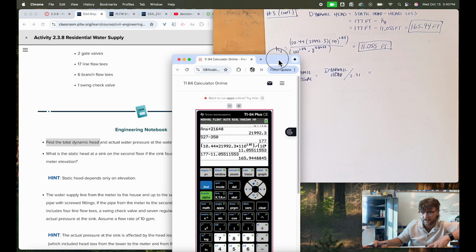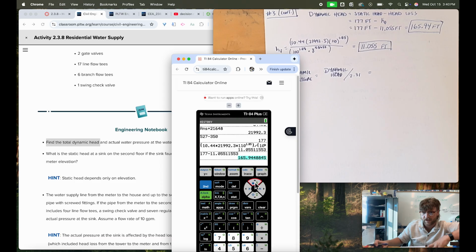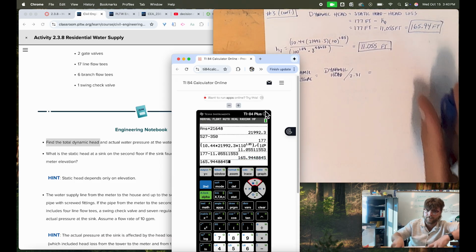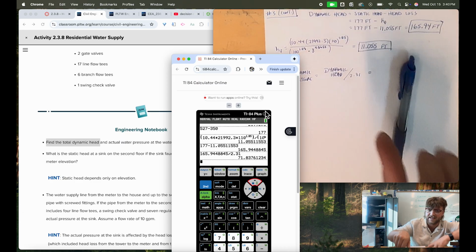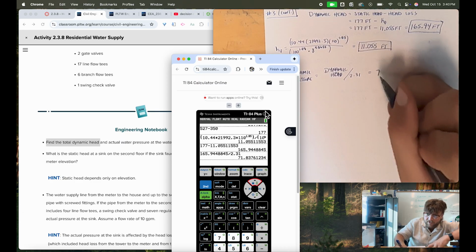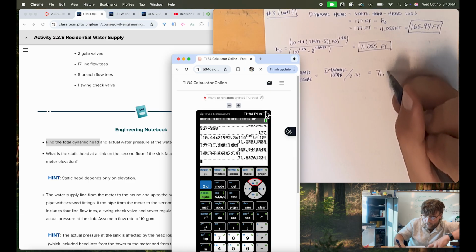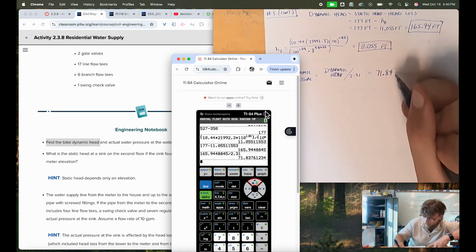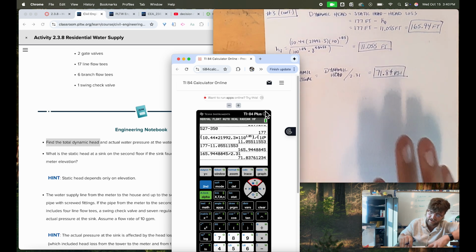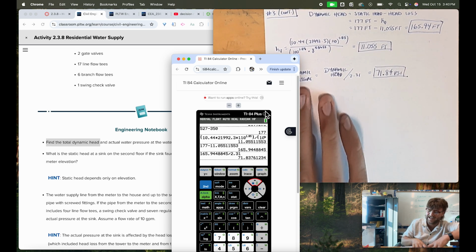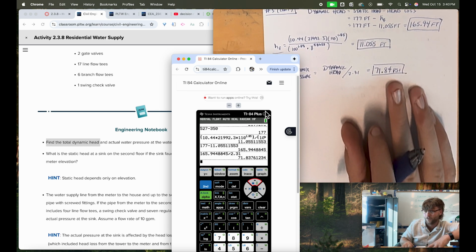So we're going to take our previous value. Now I'm going to use the actual answer. And so we're going to divide that by 2.31. And we're going to press enter. What we're going to end up with for our actual pressure is going to be 71.84 PSI. And so we're going to inbox that too because that is our actual answer there. So the dynamic pressure is 71.84 PSI.